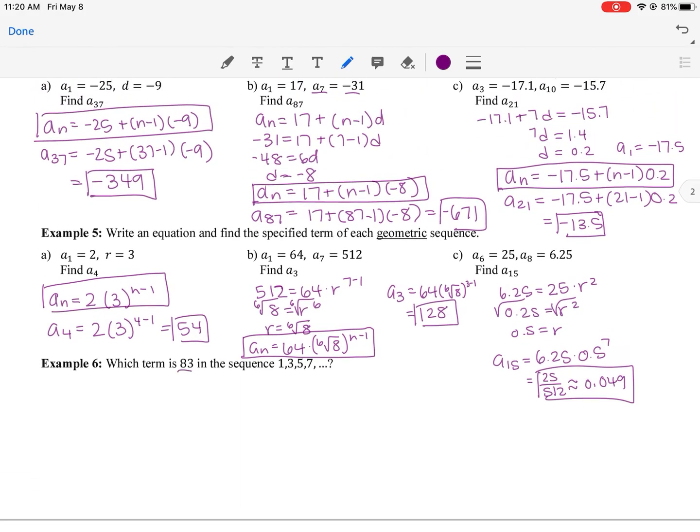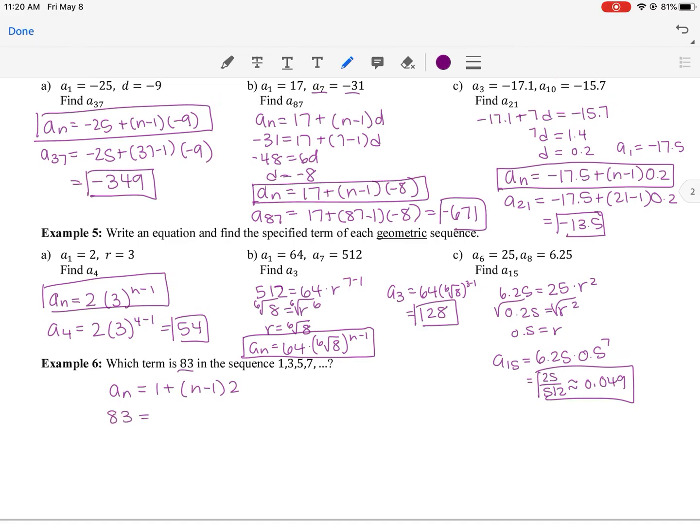Okay. Last but not least, which term is 83 in the sequence? So first of all, let's look at the sequence and then we'll figure out the term. So in this case, we are adding 2 every time, so it's arithmetic. So a sub n equals 1 plus n minus 1 times 2.